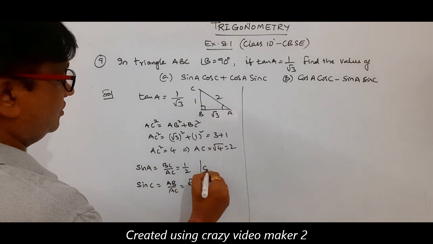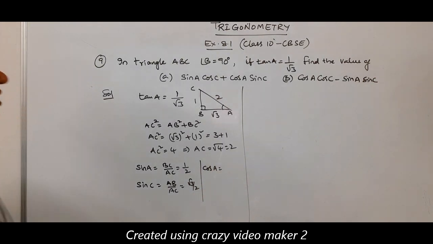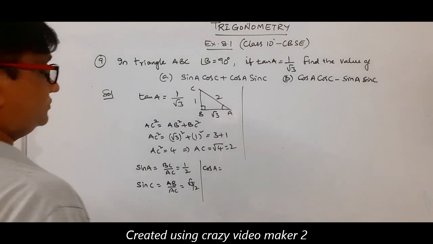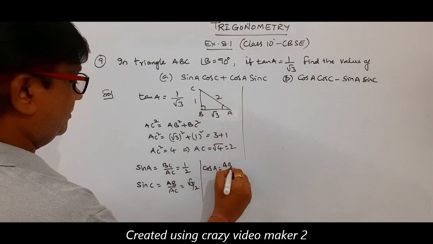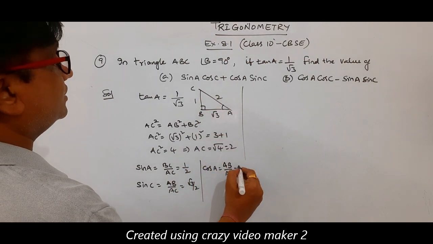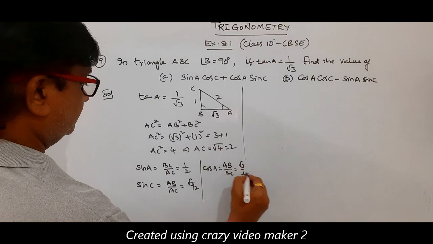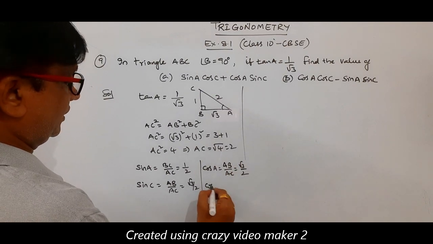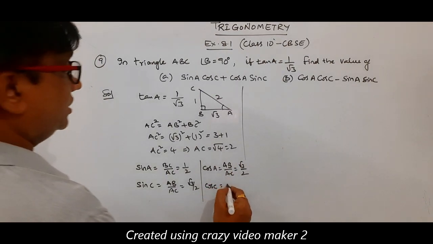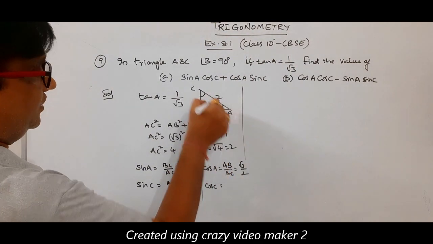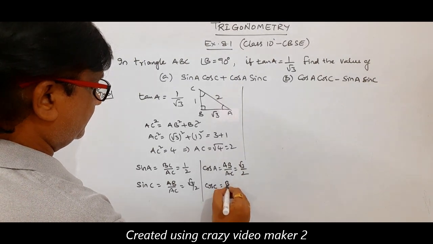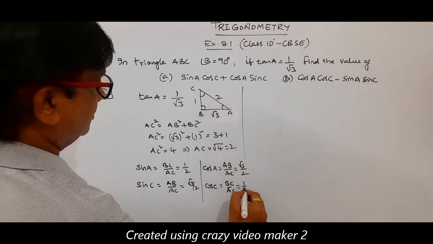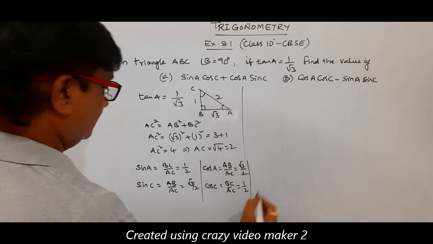Cos A means adjacent by hypotenuse. So AB by AC, that is root 3 by 2. Cos C means this is the C part, adjacent by hypotenuse. So BC by AC, 1 by 2.